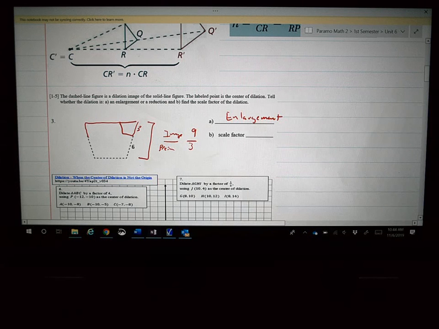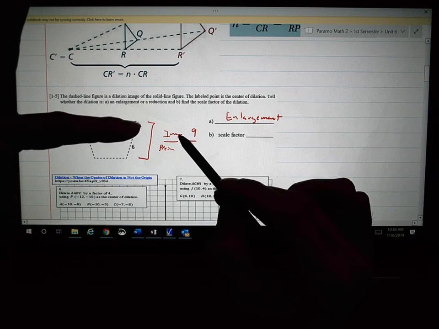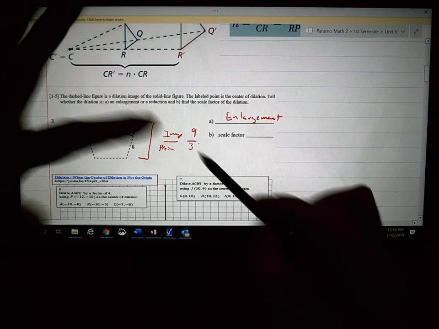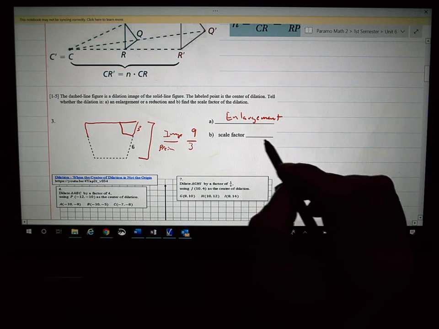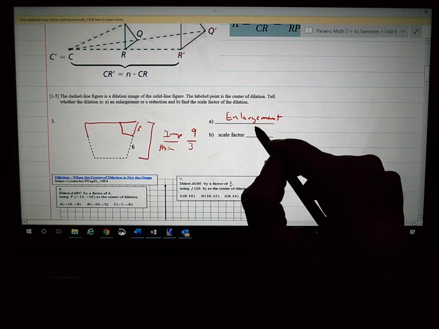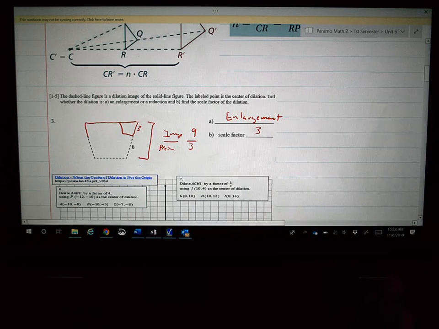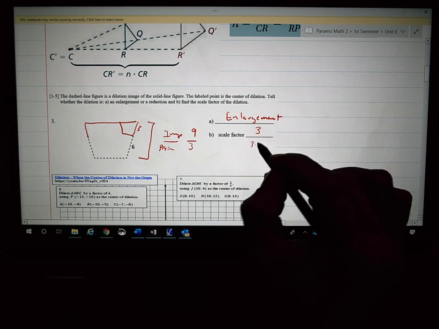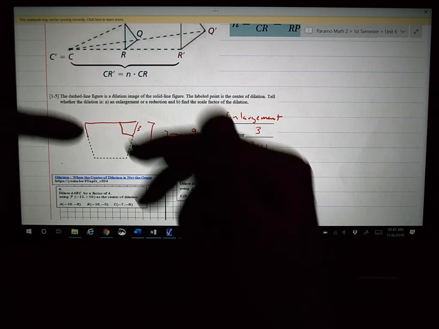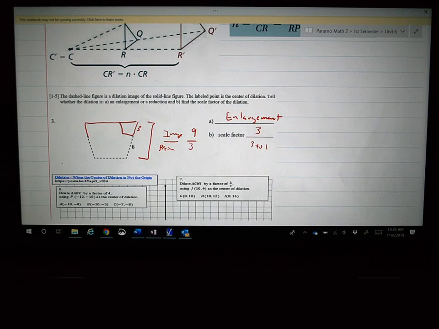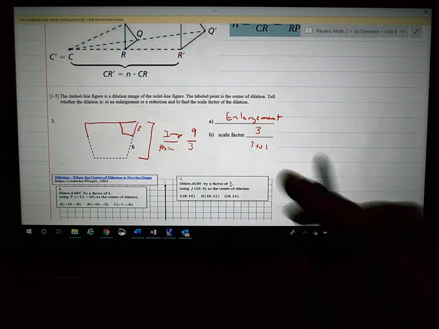The harder question: what's the scale factor? It's just image divided by pre-image. 9 divided by 3, in lowest terms. If you say 3, perfect. If you said 3 over 1, okay, you don't have to write over 1. If you write 3 to 1, totally fine. What do I prefer? I prefer 3, because it just means that this is 3 times bigger than the original size. That's all it means. It's the easiest way to write it.